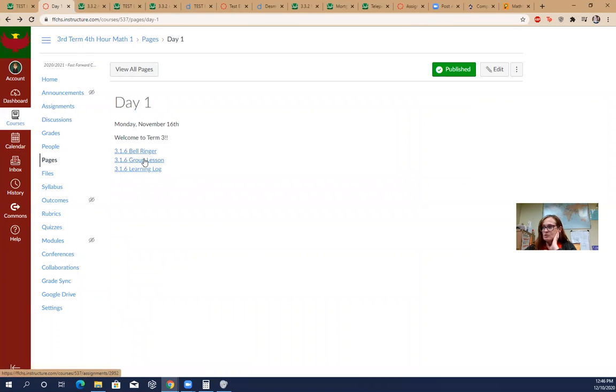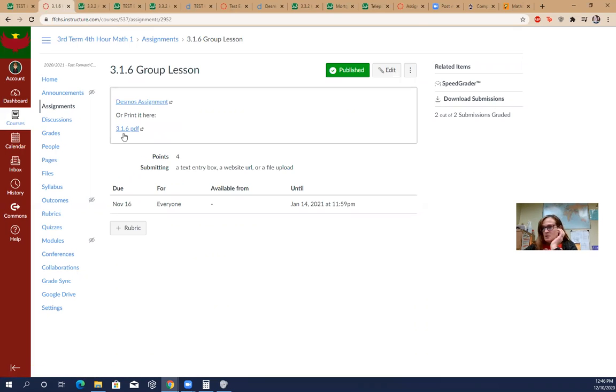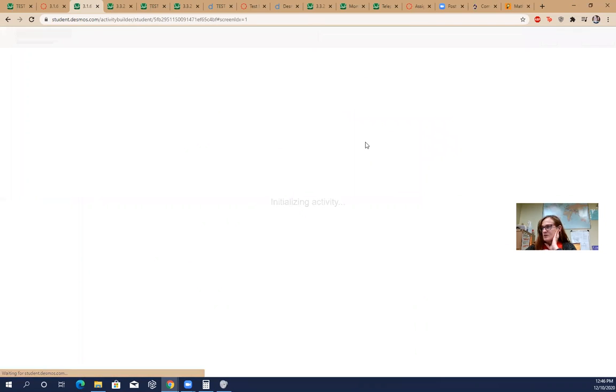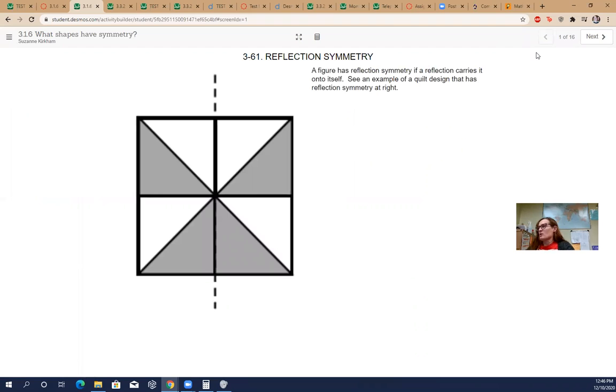Okay, so now we'll do the group lesson, 3.1.6. All right, let's see. We probably still have this all filled in. Nope. Okay, so the first part, a figure has reflection symmetry if a reflection carries it onto itself. See an example of a quilt design that has reflection symmetry at right. Oh, that should say at left.